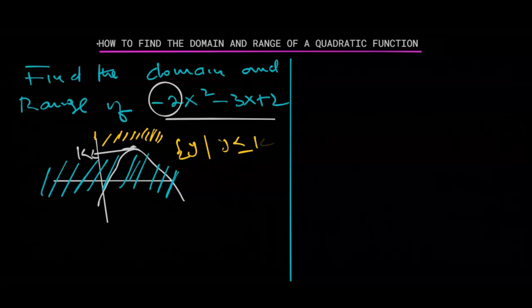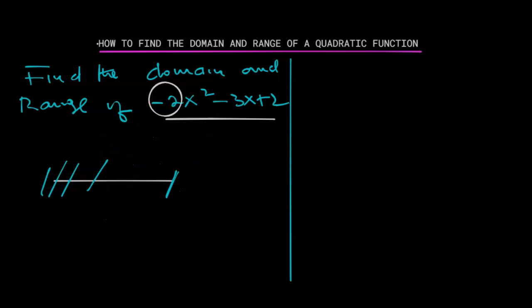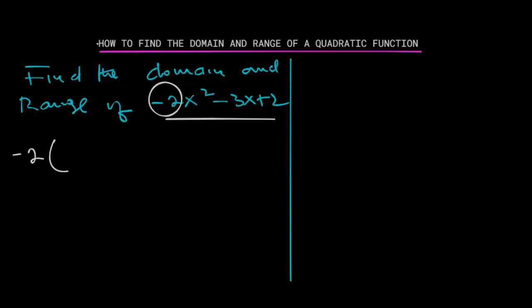And so let's use our method of completing squares to find the range of this function. Let's start by making the coefficient of x squared unity. And so we factorize out minus 2. Now we divide minus 2x squared by minus 2, we get x squared. And then we divide minus 3x by minus 2, we get 3 over 2 x. And then when we divide 2 by minus 2, we get minus 1.